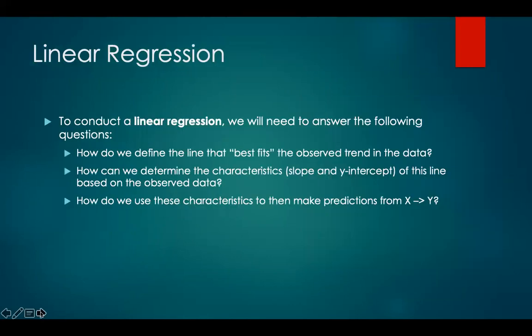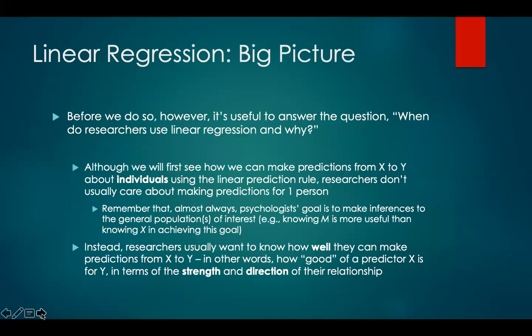So to conduct a linear regression, we'll need to answer the following questions. How do we define the line that best fits the observed trend in the data? How can we determine the characteristics, so that's the slope and y-intercept of this line based on the observed data? And how do we use these characteristics to make predictions from x to y? So before we do so, it's useful to answer the question, when do researchers use linear regression and why?